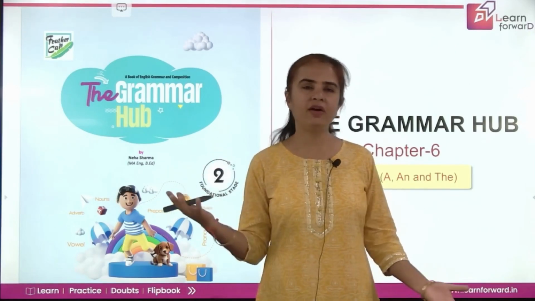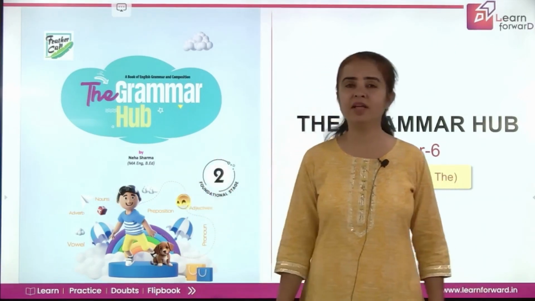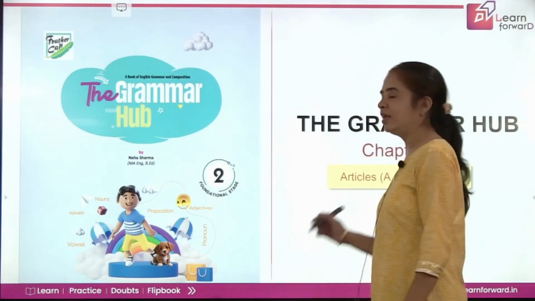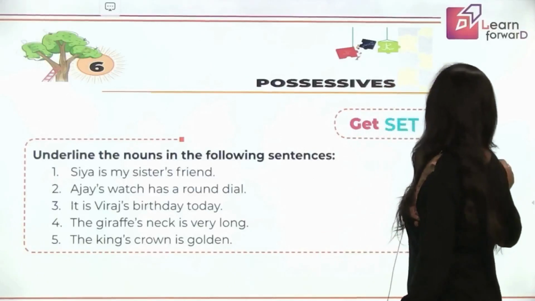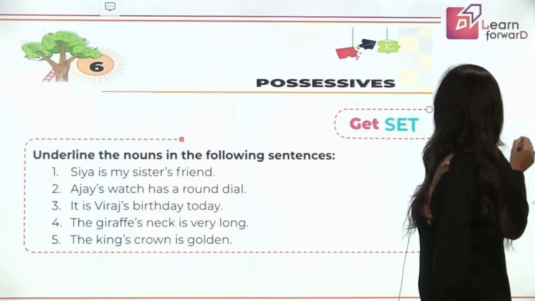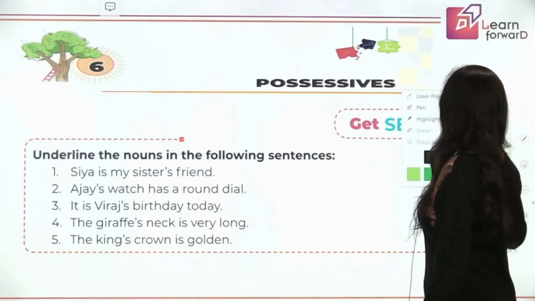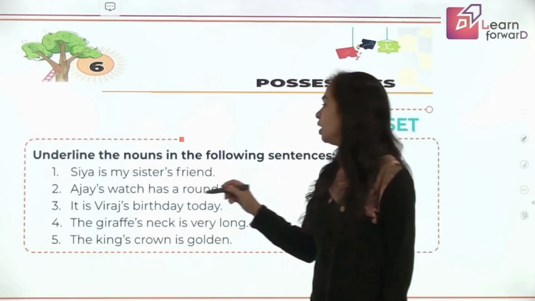We are going to start about articles a and the. So, where do we use them? Why do we have them here? Let's learn about them. Here's an exercise for you. Underline the nouns in the following sentences. So let's read the sentences and pick out the nouns there.